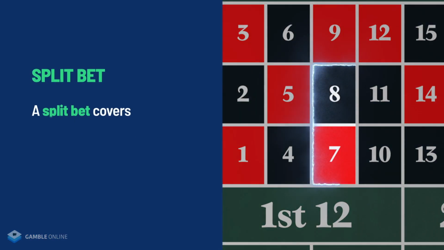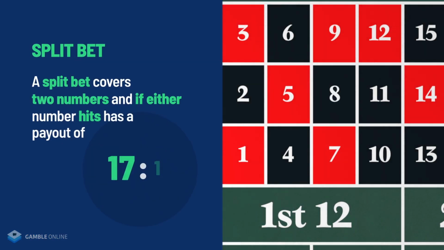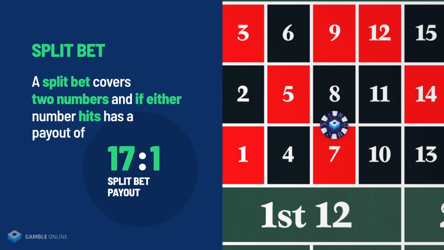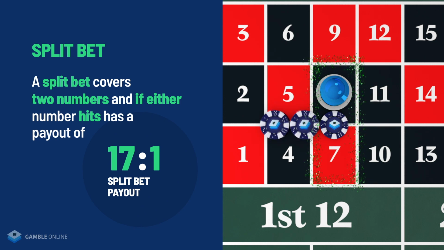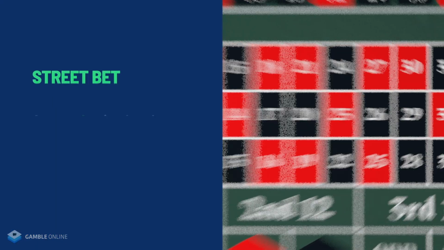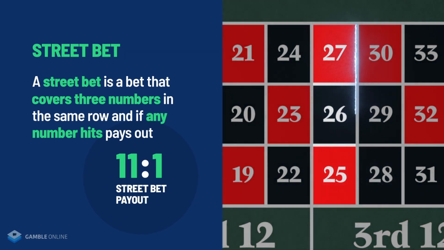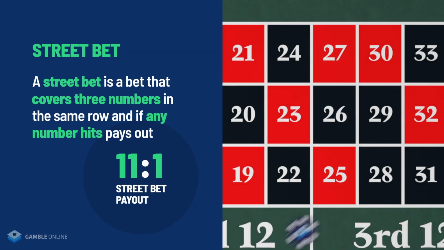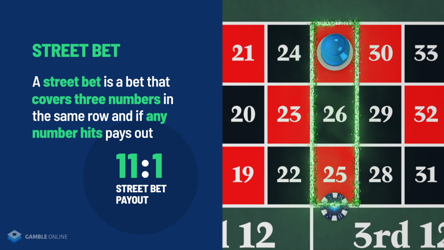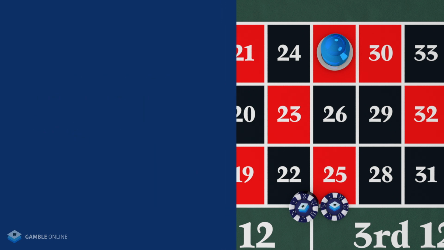Next, you can make a bet on a split, which covers 2 numbers. So let's say you want to make a split bet on the 7 and the 8. You'll place your bet here, and if the ball lands on either of those numbers, you win, and that bet pays 17 to 1. Let's talk about a street bet. A street bet is a bet that covers 3 numbers that are in the same row. So looking at the roulette table here, you bet on the row that includes 25, 26, and 27. So place your bet right here. If the ball lands on any of those 3 numbers, you win, and that pays 11 to 1.